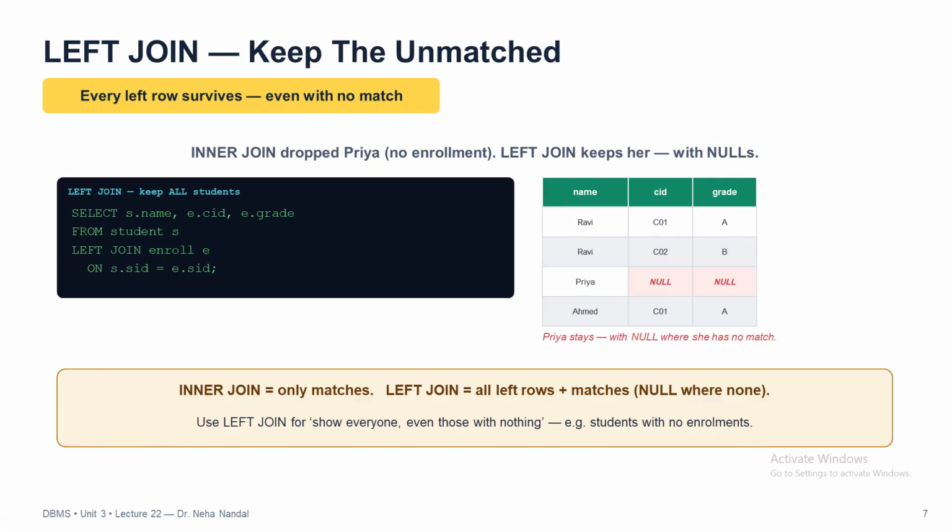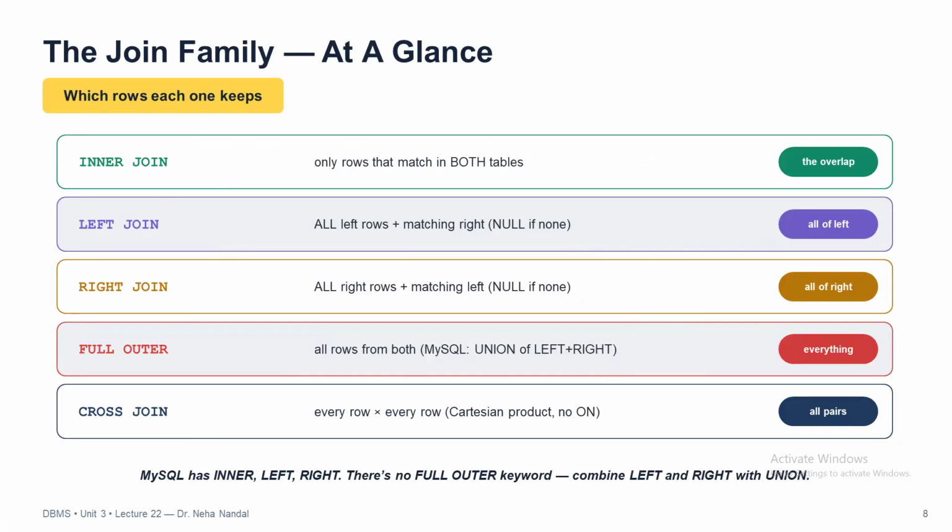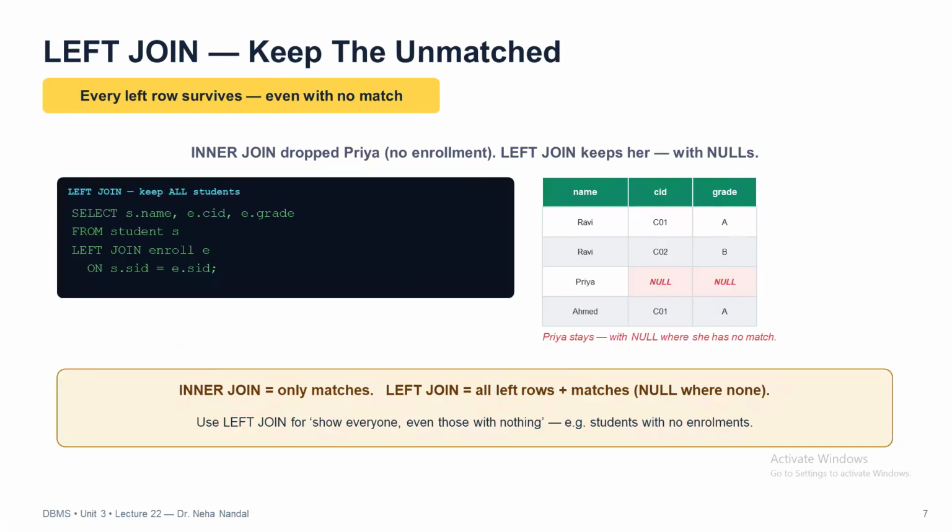So inner join only returns matches. Left join returns all left rows plus matches, and null when no match is found. That is being done by left join. The syntax will remain the same, but instead of join, now we will write left join. It will perform the Cartesian product of both student and enroll, and it will definitely display the left side data.